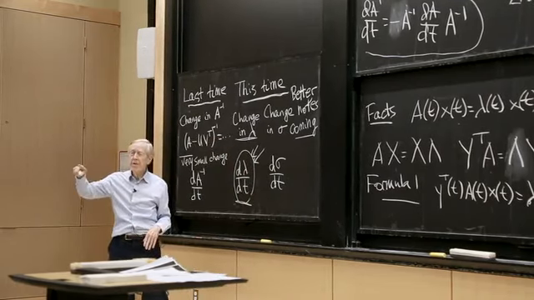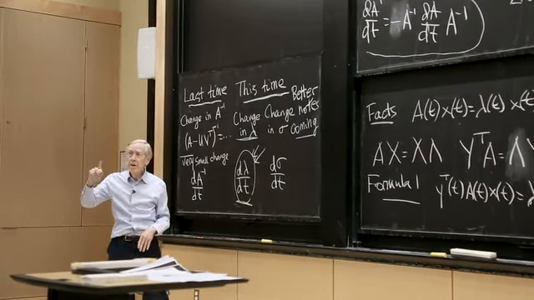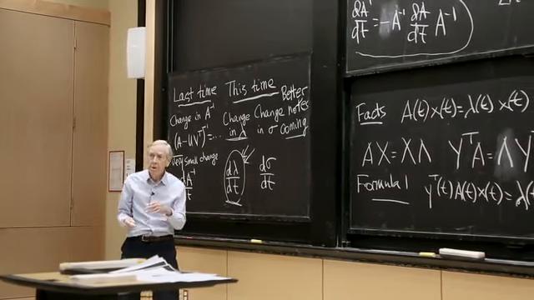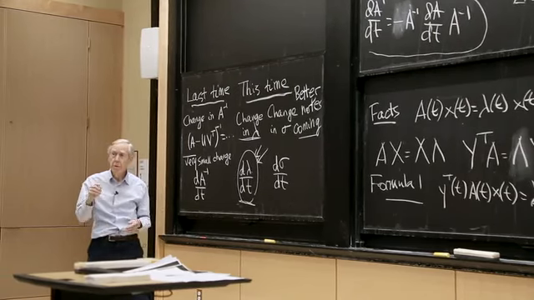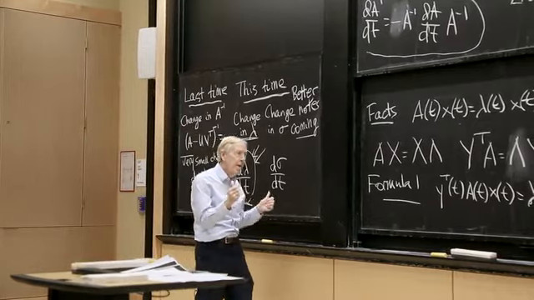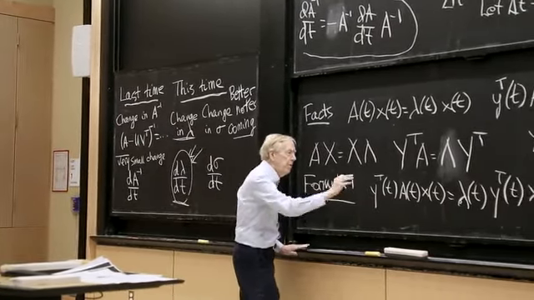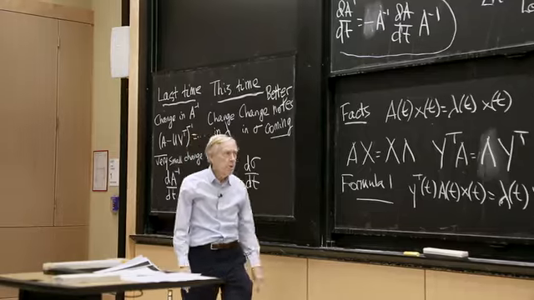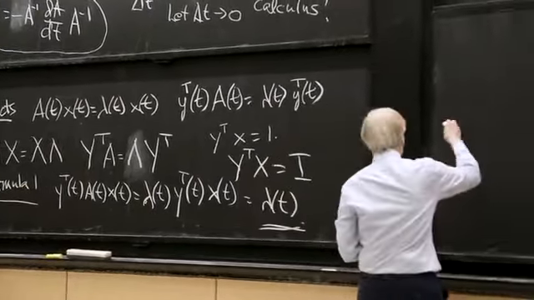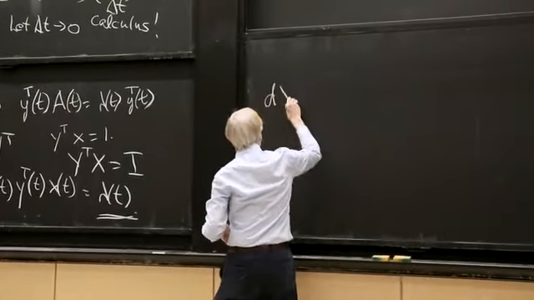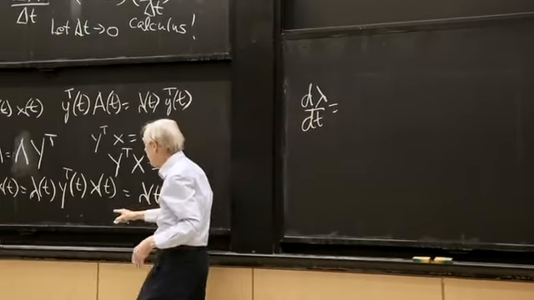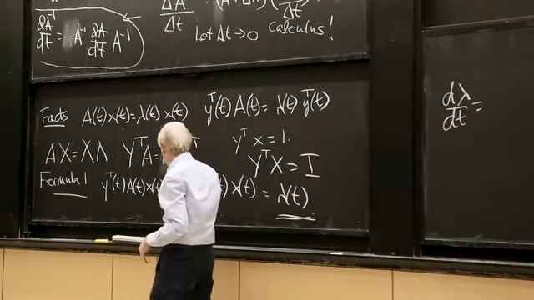It's one level of difficulty more to find dx dt, the derivative of the eigenvector, or the second derivative of the eigenvalue. Those kind of come together, and I'm not going to go there. I'm just going to do the one great thing here, take the derivative of that equation. So here we go. I want to compute d lambda dt, and I'm using this formula for lambda there.